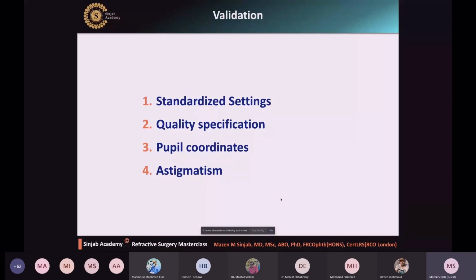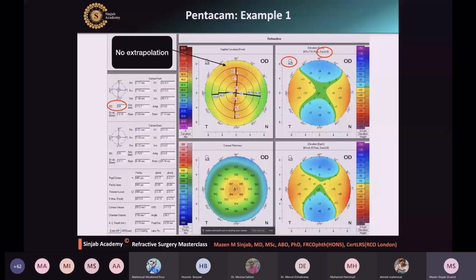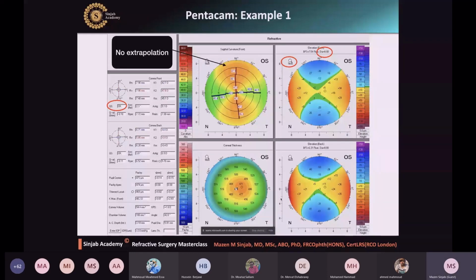So regarding validation, are the settings standard or not? They are standard. No extrapolation. We are using the 9 millimeter display. We are using the 8 millimeter diameter of the best fit sphere, and the quality specification is okay. This is the left eye as well.